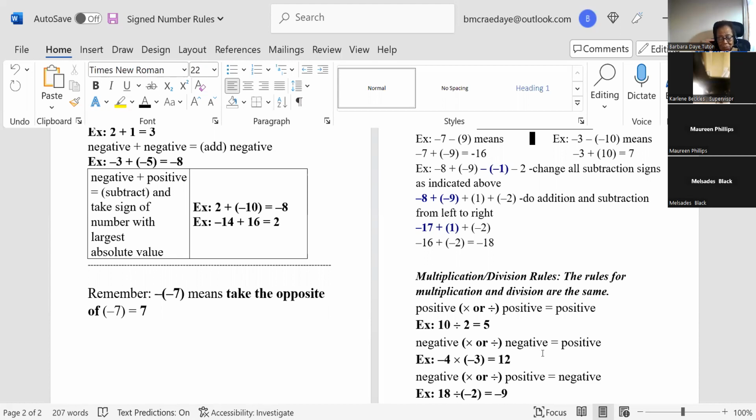Signs are different, subtract. That's the addition rule. You subtract, and the sign is that of the number with the largest absolute value. And if you think of it, if you've got more negative than positive when you're adding integers, then your answer would be negative. If you have more positives than you do negatives, your answer would be positive. Okay. Any questions on the sign rules?